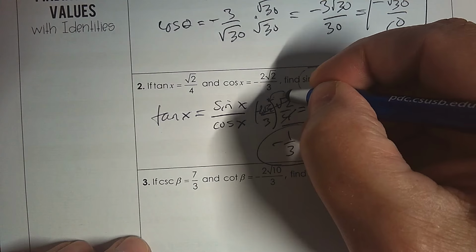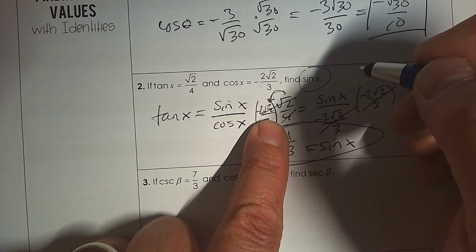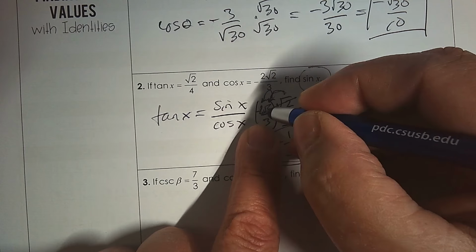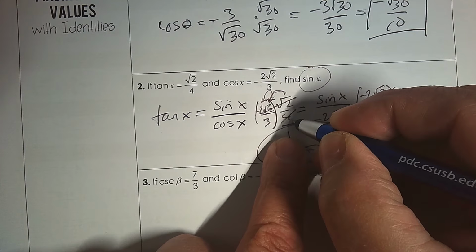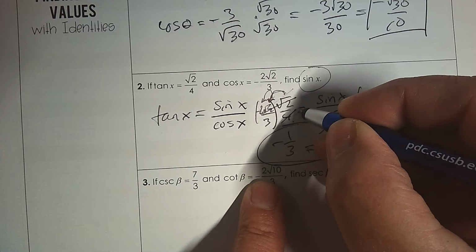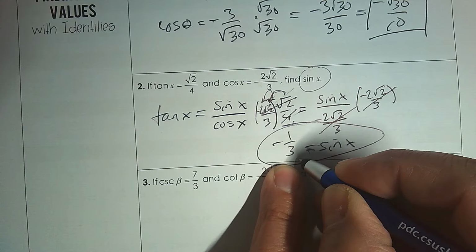Root 2 times root 2 is 2. What's 2 times 2? 4. What do you see in the bottom? 4. So what did I do? And what I'm left with is negative 1 over 3.